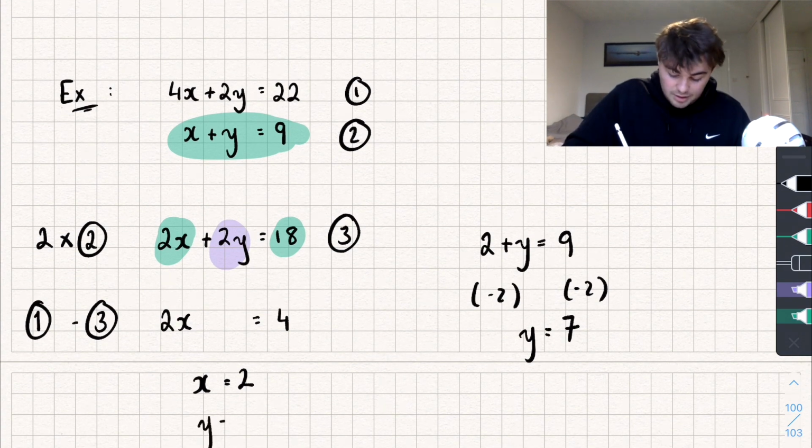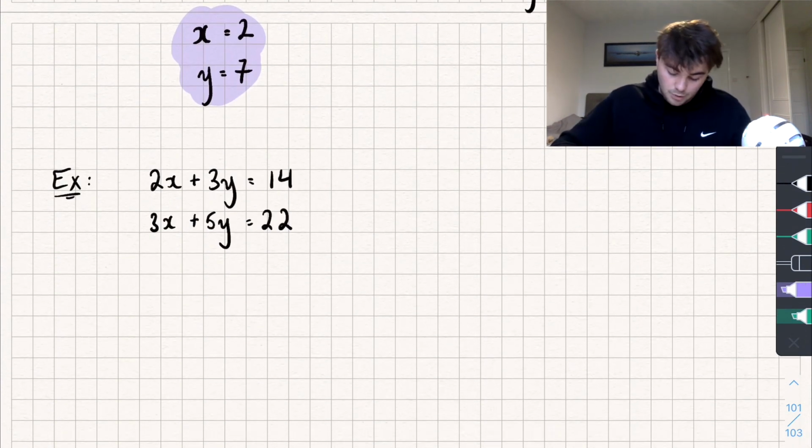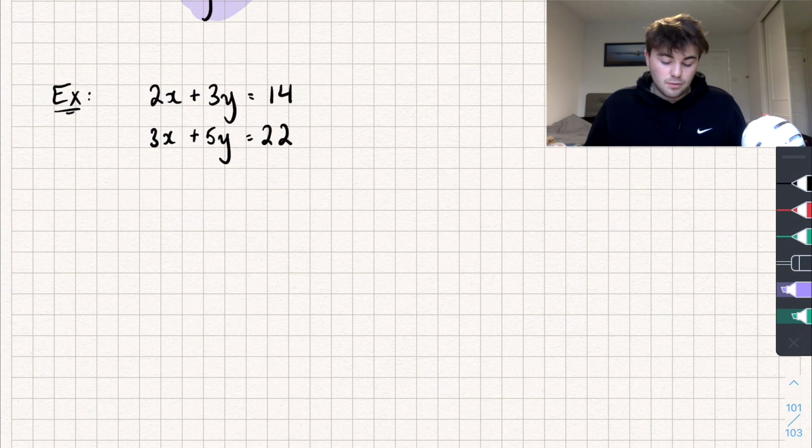So we get the solutions x equals 2 and y equals 7. And that is the solution to that simultaneous equation. This third example here, we've got 2x plus 3y equals 14 and 3x plus 5y equals 22.